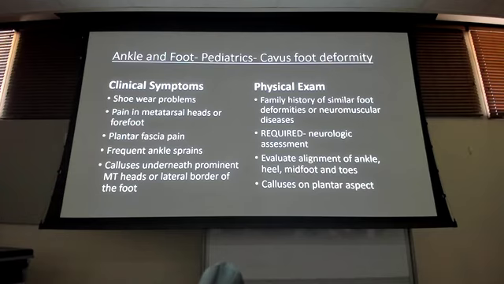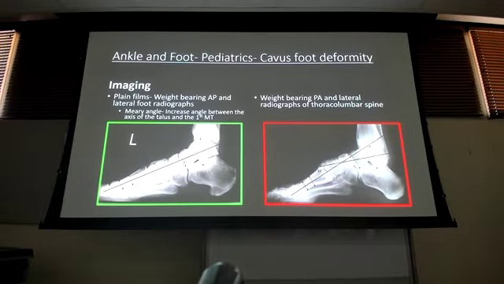You may see a family history of it, and that's especially important if we're looking for some of those congenital diseases, but we need to make sure we're doing a good neurologic assessment on these patients, and then we're going to get an x-ray for them.